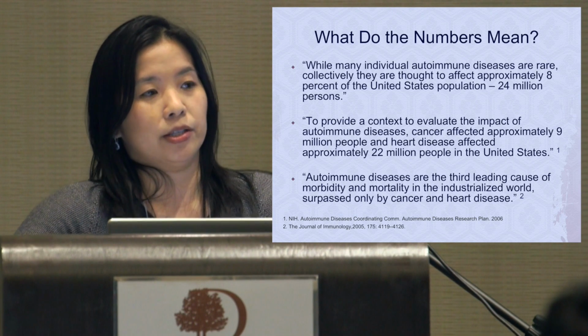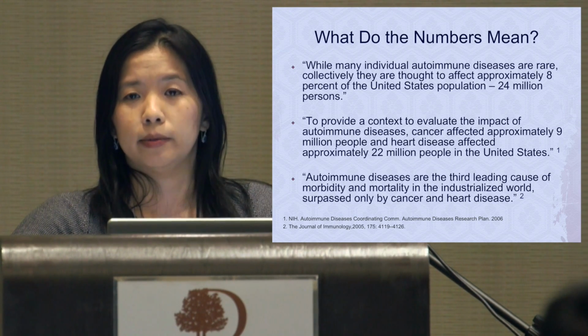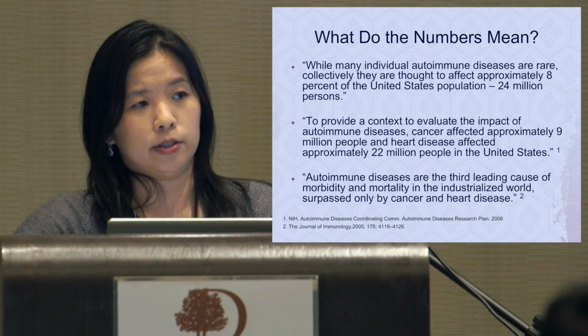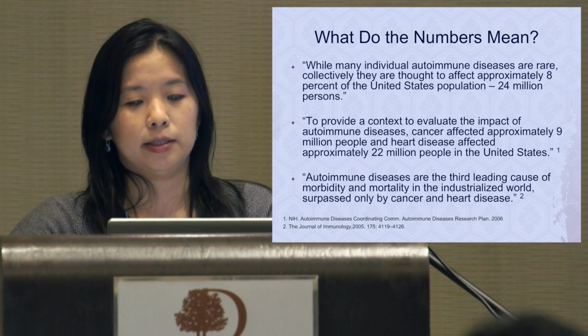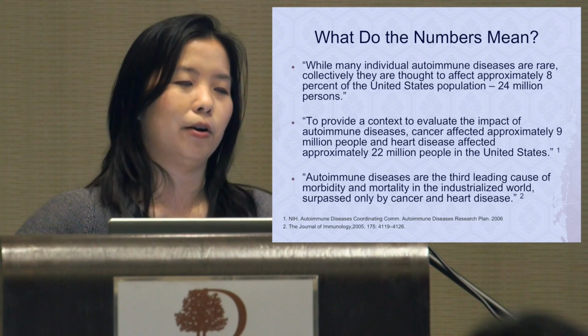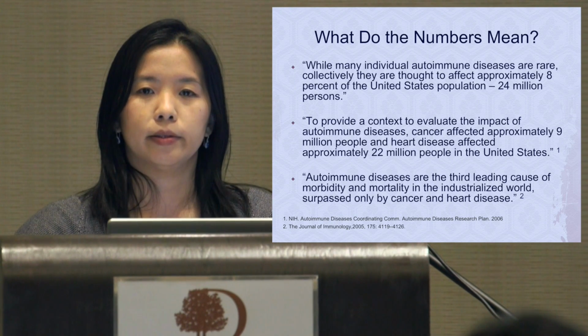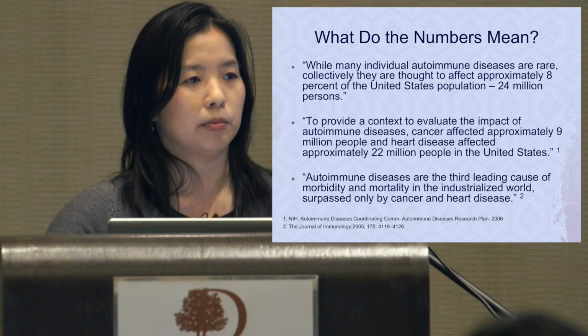We hear a lot about cancer. Cancer is one of those things we hear all the time because it's so deadly, right? And there are so many issues. 9 million people are affected by cancer. 9 versus 24. Less than half are affected compared with autoimmune disease. Now let's look at something that we hear about all the time, heart disease. 22 million people are affected by heart disease. So do you get a perspective of how prevalent autoimmune disease is?